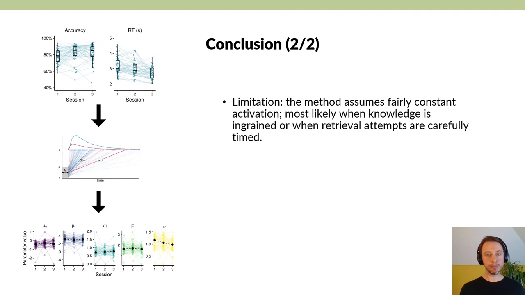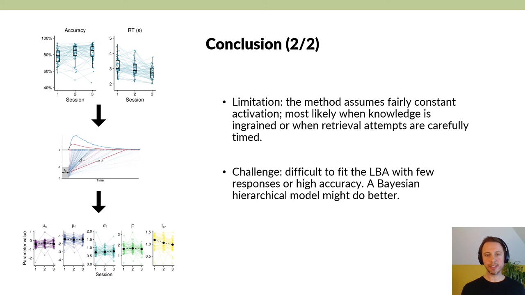Another challenge that we faced here is that it's quite difficult to fit the LBA when you have a low number of responses or when the response accuracy is very high. The most obvious solution may simply be to collect more data or to make the task more difficult, but let's assume that that's not possible. Then it might help to constrain the parameter space more strongly. And we might do this, for example, by using a Bayesian hierarchical model to fit the LBA.